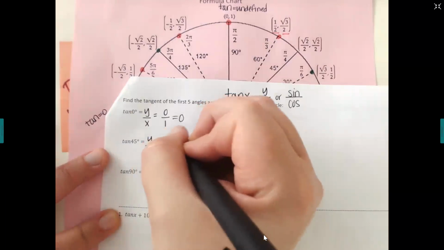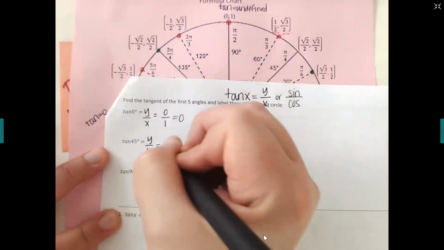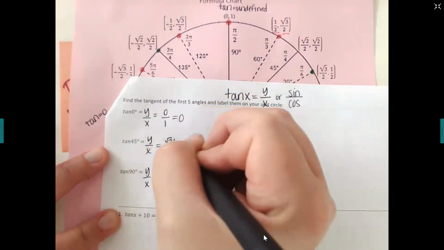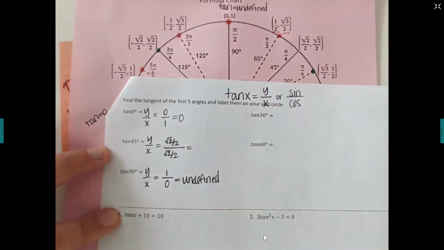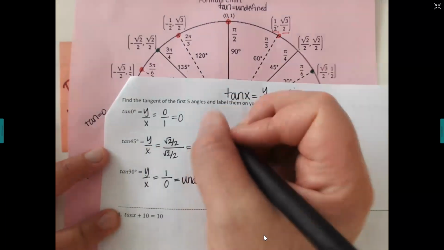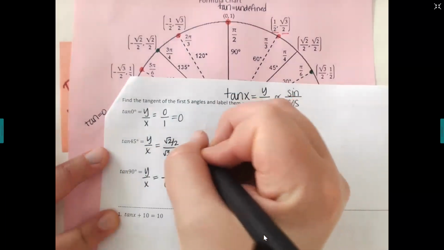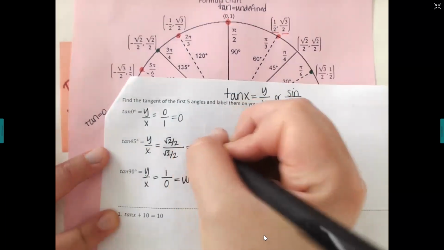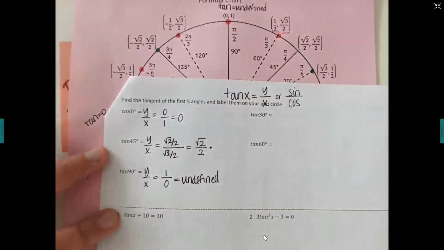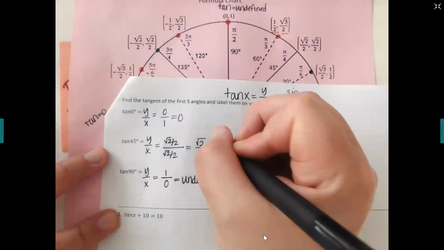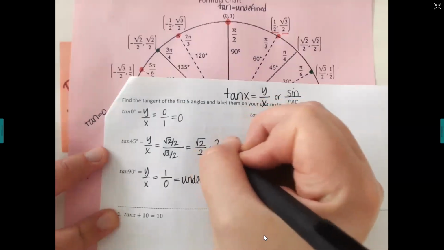√2/2 divided by, what's my x value? √2/2. And if it's a fraction divided by a fraction, remember you keep, change, flip. So I'll have √2/2, keep, change it to a multiply, and then flip the second fraction. So instead of √2/2, now it's 2/√2.